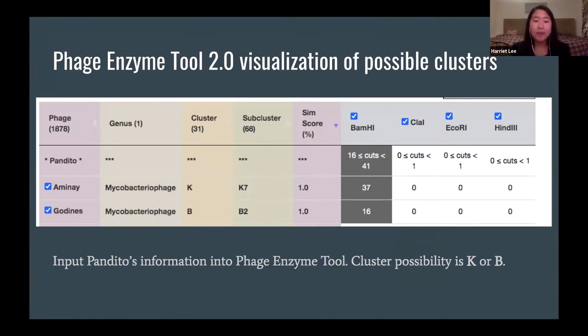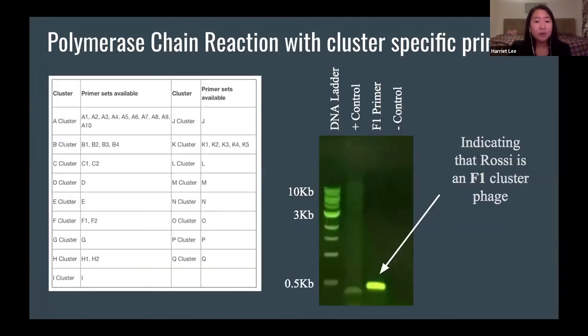Since digest patterns and bands are similar in phages of the same cluster, the tool gave us clusters that also have similar numbers of cuts made by the same enzyme. So although we were given potential clusters by the Phage Enzyme Tool, they still remain a hypothesis. We're not 100% sure if those phages belong to that specific cluster.